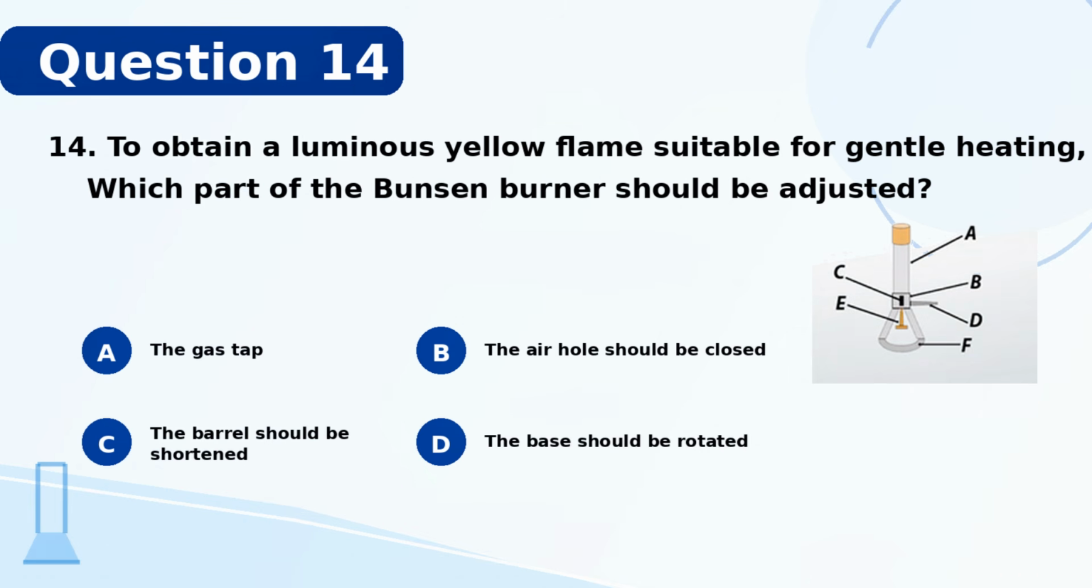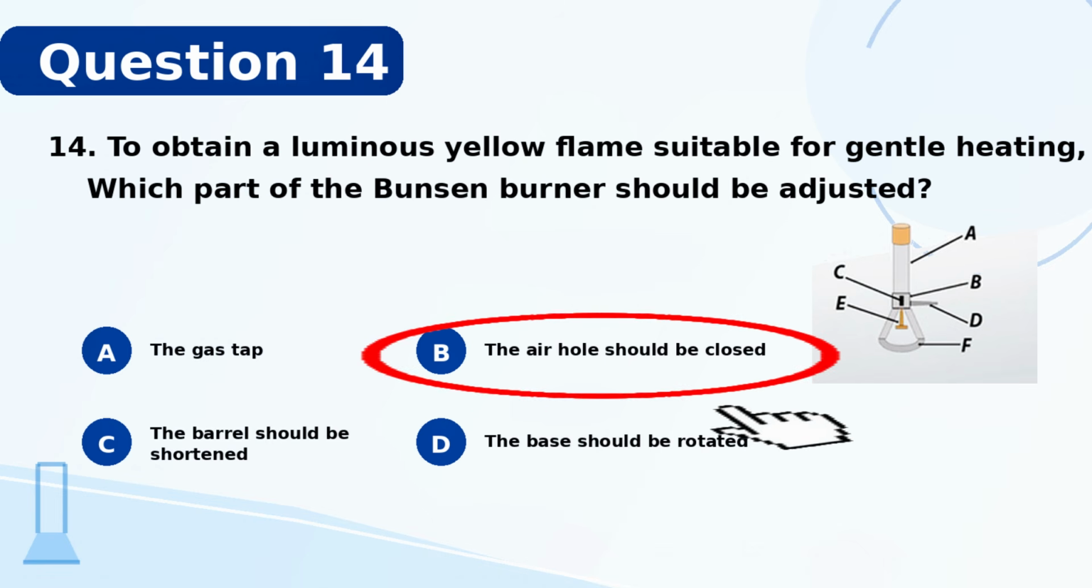Let us go to question number 14. It says, to obtain a luminous yellow flame suitable for gentle heating, which part of the Bunsen burner should be adjusted? And here we have the Bunsen burner. We have parts A, B, C, D, E and F. Now, what you should know is that the air hole is supposed to be closed because we are trying to obtain a luminous yellow flame suitable for gentle heating. So you are supposed to close the air hole. And which is the air hole? The air hole is B. That is what we should close, and the correct option is B. The air hole should be closed.